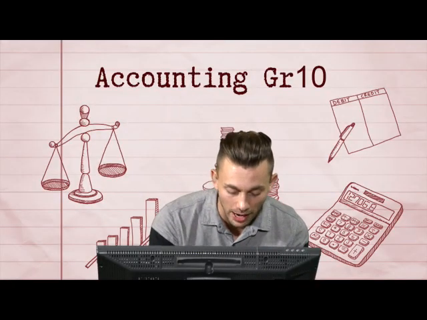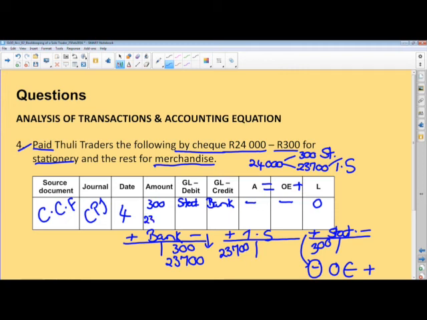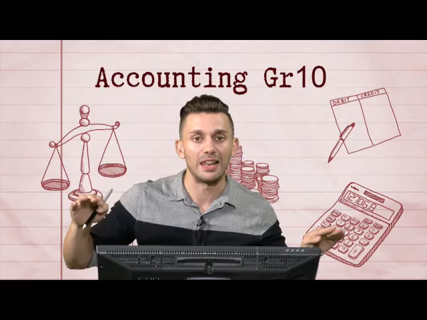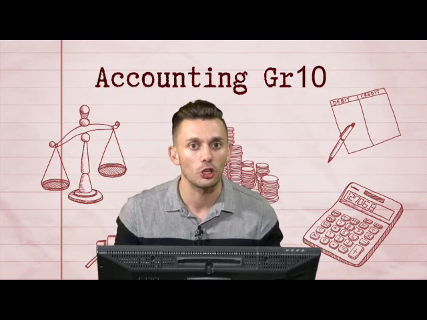Let's continue. We have the trading stock now, your 23,700. And we'll have trading stock as a debit. Why? Because we have more trading stock. We bought more. And your bank will be a credit. We have less money. But now remember, it's a plus minus. So we don't have owner's equity or liabilities affected. And minus 23,700 plus 23,700 will equal 0. And 0 plus 0 equals 0. And as you can see, we are in balance. We are 100% correct. Now let's do the last one together.